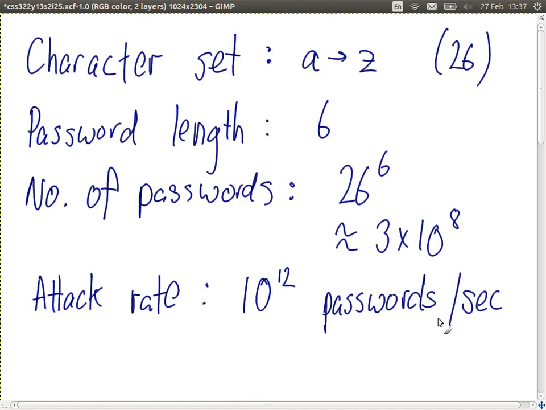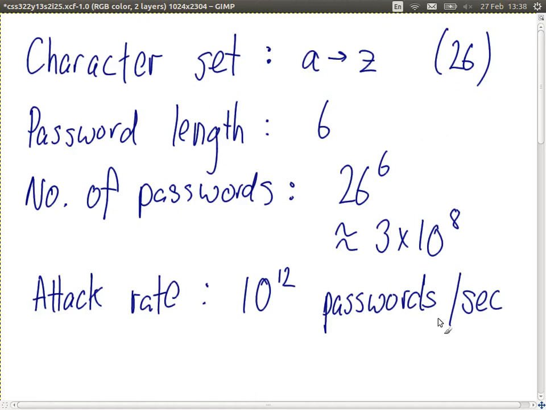Why did I come up with 10 to the power of 12? Later, when we talk about how passwords are stored, we'll see that's about 10 or 100 times faster than typical computers used for breaking passwords today. So it's about the order in which passwords are broken today. But we'll return to that number later.